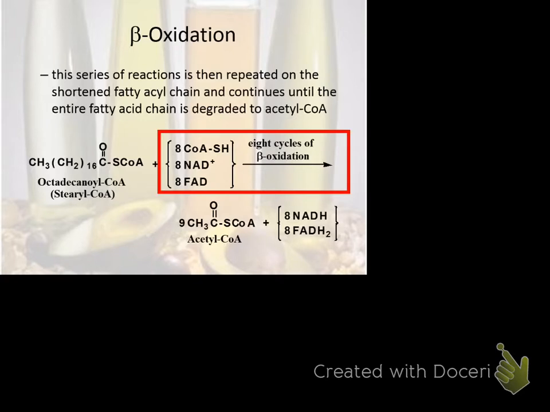But ultimately, you get 9 acetyl-CoAs, 8 NADHs, 8 FADH2. So you can see how much more energy you get, since each of these NADHs will go on to make 2.5 ATPs, and each of these FADH2s will go on to make 1.5 ATPs. And then the acetyl-CoAs also go into the citric acid cycle to get more NADH, FADH2, and GTPs to ATPs and things like that. And so it's very much more energy efficient in that sense than glycolysis alone.